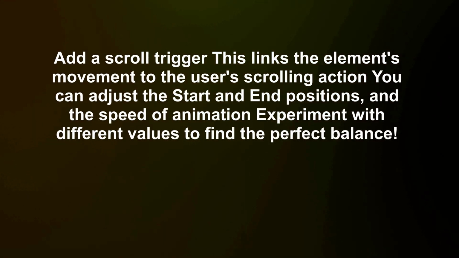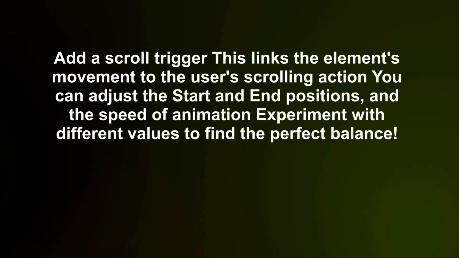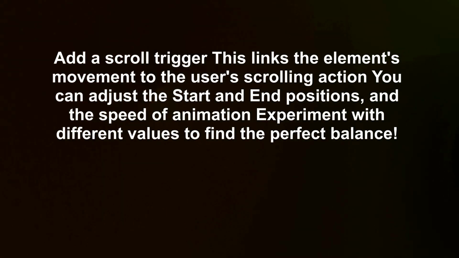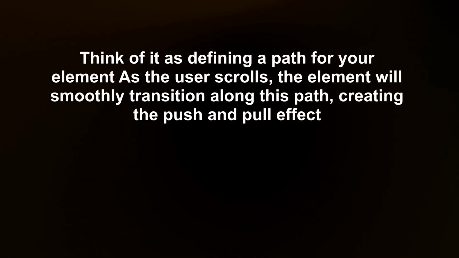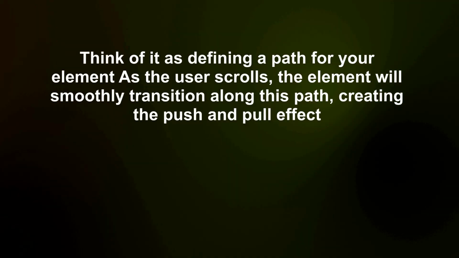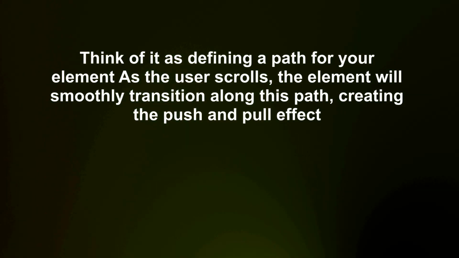Add a scroll trigger. This links the element's movement to the user's scrolling action. You can adjust the start and end positions and the speed of animation. Experiment with different values to find the perfect balance. Think of it as defining a path for your element. As the user scrolls, the element will smoothly transition along this path, creating the push and pull effect.